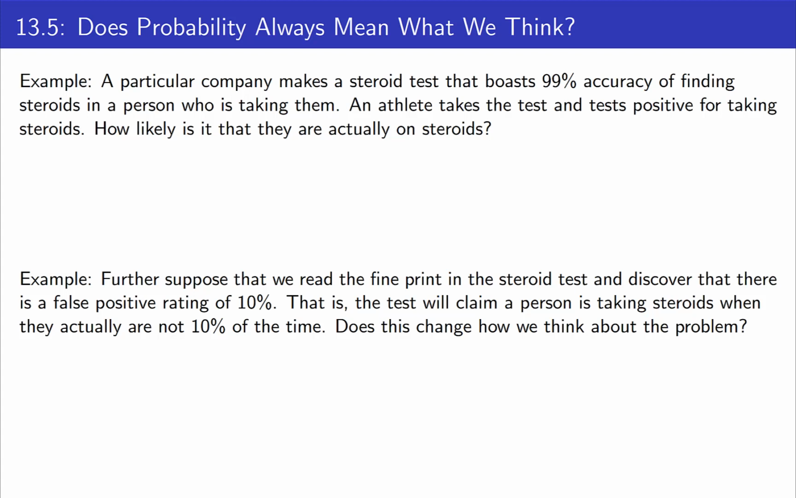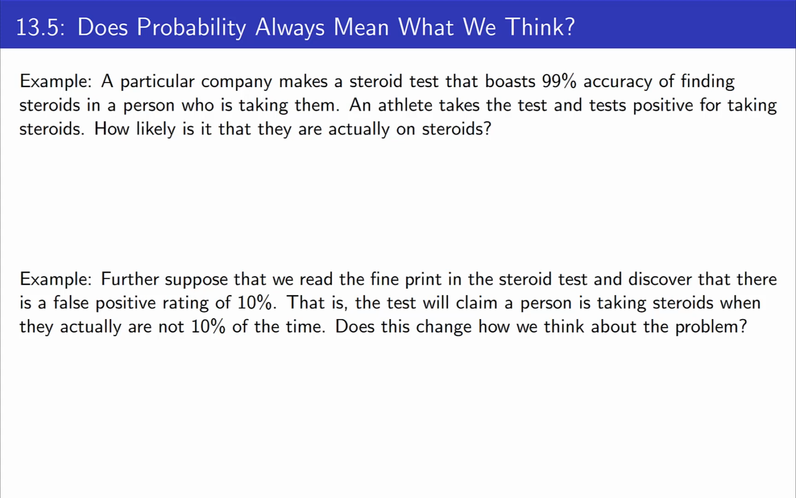In this lesson, we're going to look at some of the pitfalls that sometimes occur when people try to do probability. There are some misconceptions that can occur whenever you give too much thought to something that actually means something different. Here's a very important example. A particular company makes a steroid test that boasts a 99% accuracy of finding steroids in a person who is taking them. An athlete takes the test and tests positive for taking steroids. How likely is it that the person is actually on steroids?